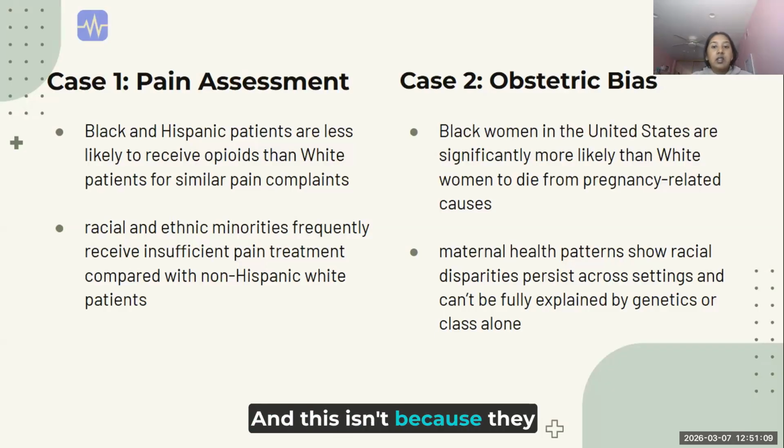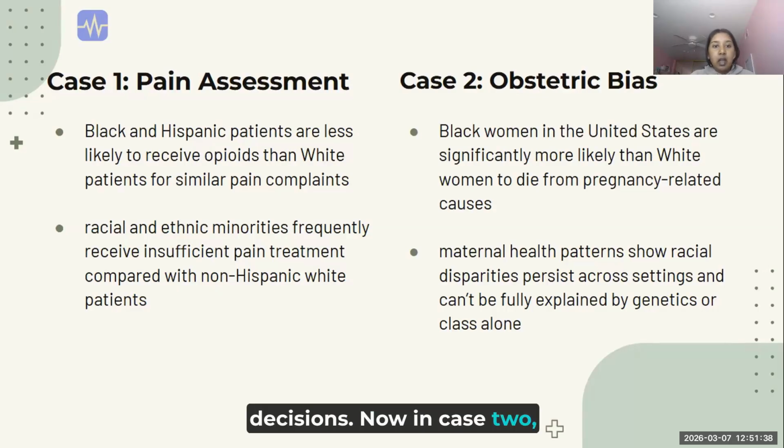And this isn't because they experience less pain. It's because studies show that pain perception does not differ biologically in the way these treatment patterns suggest. So instead, implicit biases, including false beliefs about pain tolerance or concerns about misuse, can influence prescribing behavior. And because pain is subjective, providers often rely on judgment. And when system one thinking dominates, these unconscious associations can actually shape treatment decisions.